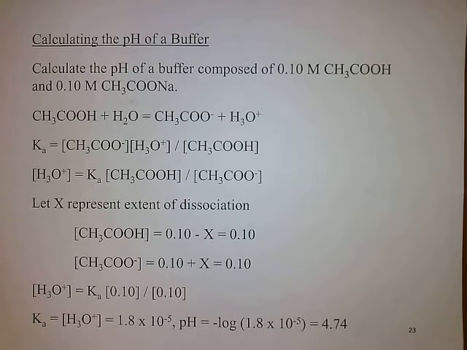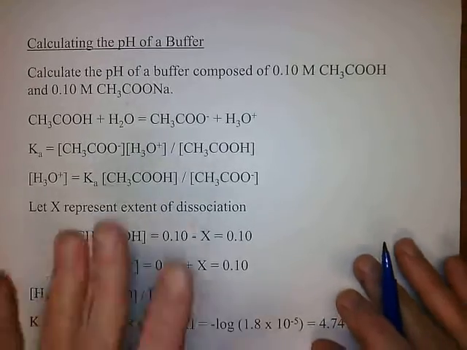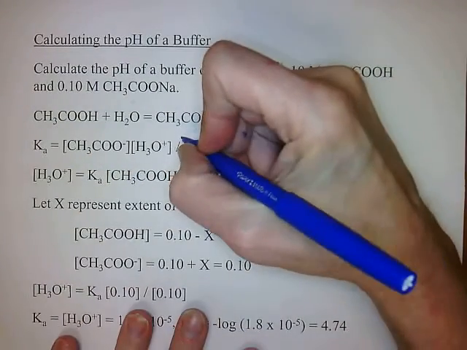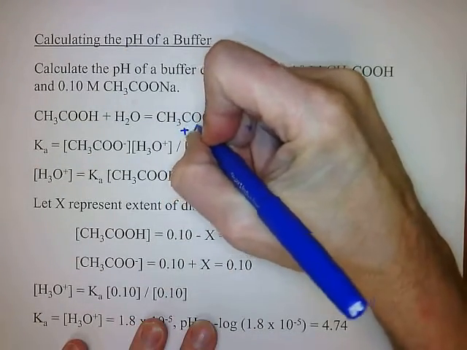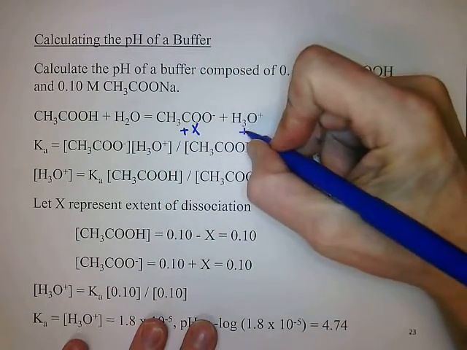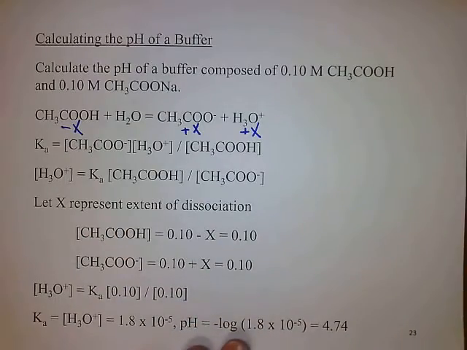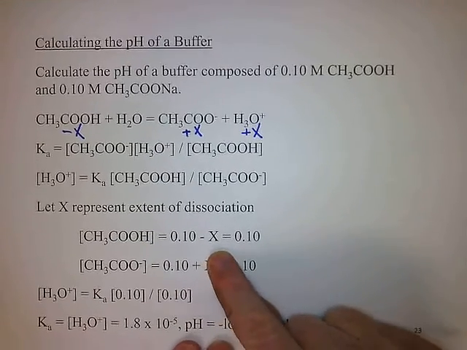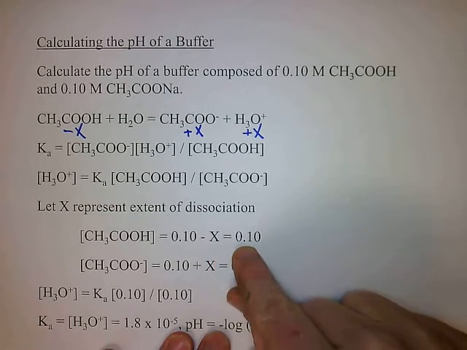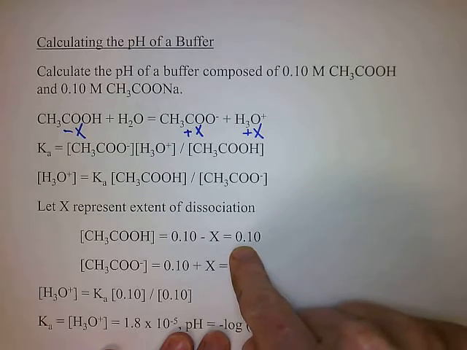So we're going to let X represent the extent of dissociation. So this reaction shifts to the right, and these go up by X. Acetate goes up by X, hydronium goes up by X, and acid goes down by X. Okay. Well then, the concentration of acetic acid will be 0.1 minus X. And if we neglect the effect of the dissociation, that will simply be 0.1.